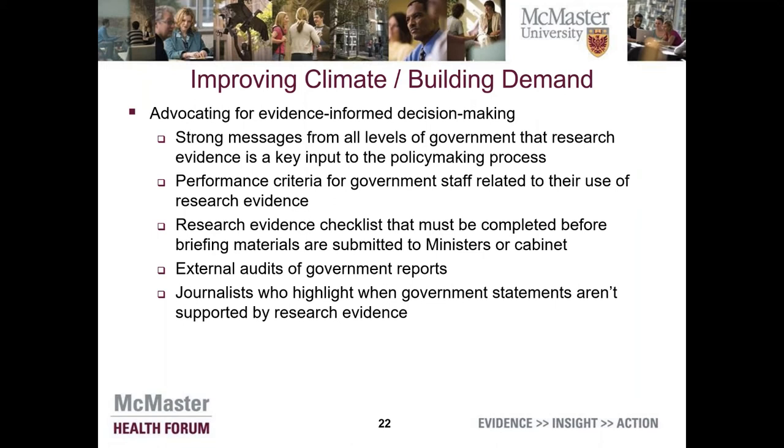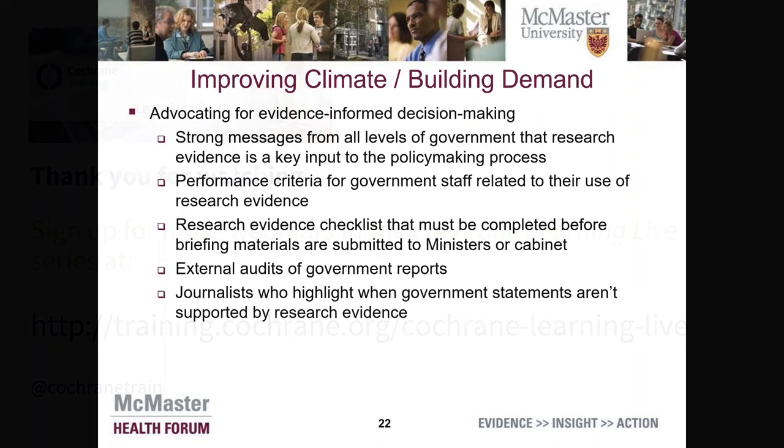And we had an excellent example of that for many years here in Canada with an online article called Science-ish, which was part of our national news magazine.